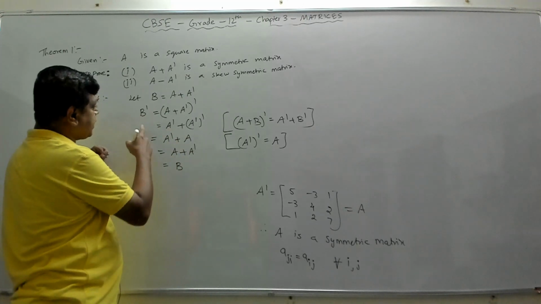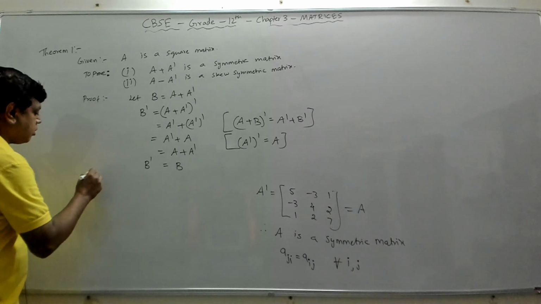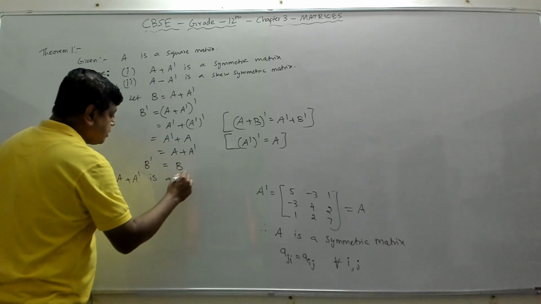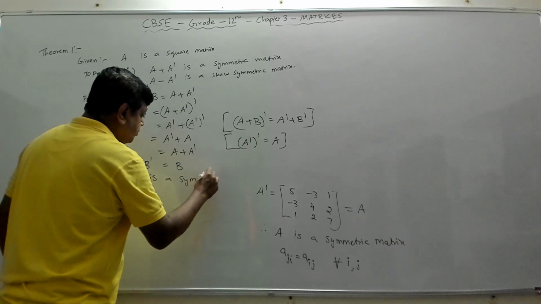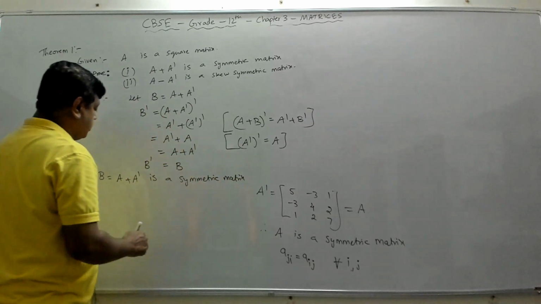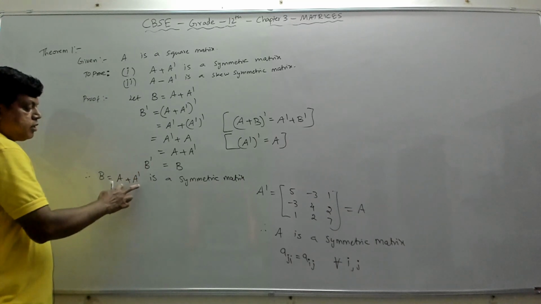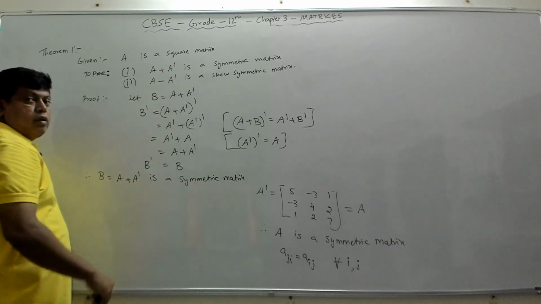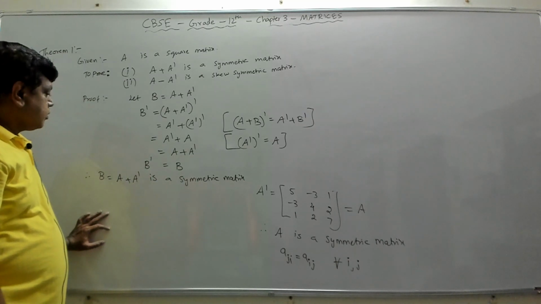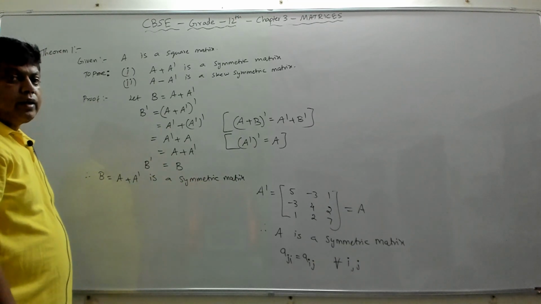Which means B transpose is equal to B. So therefore B, which is equal to A plus A transpose, is a symmetric matrix, because we have proved that B transpose equal to B, and B is A plus A transpose. So the transpose of this matrix A plus A transpose, the whole transpose, is equal to A plus A transpose. So therefore A plus A transpose is a symmetric matrix. So this part is done.